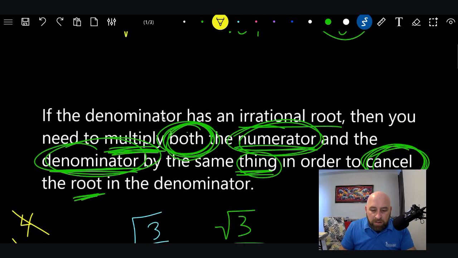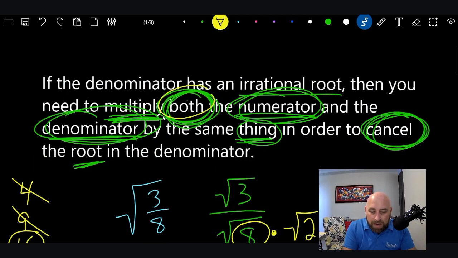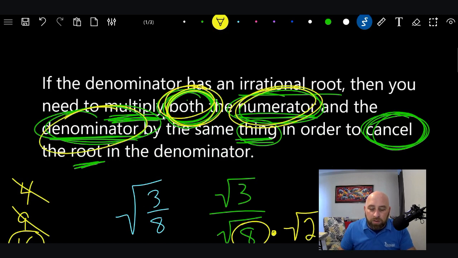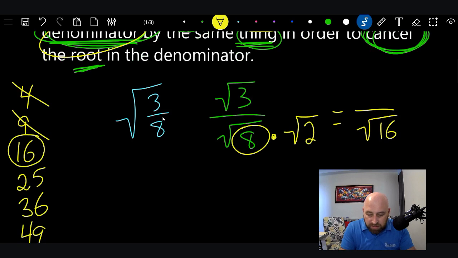Now, let's go back to what this said here. It said we have to do it to both the numerator and the denominator. We only did the denominator. So let's come back here, and now we have to also multiply this numerator by the square root of 2. What do we get? The square root of 3 times the square root of 2 is the square root of 6.